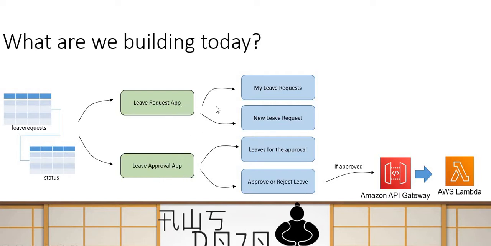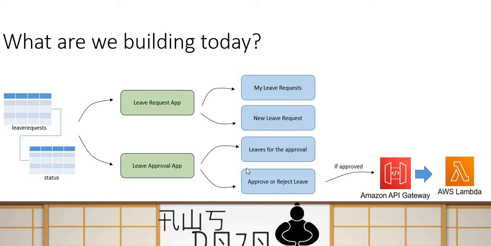And then the request app will have 2 screens, one where I can see my leave requests, and another where I can create a new leave request. And then we have the approval app where I can see the leaves which I need to approve. So this is probably for the employee, this is for the manager. So the manager can see the leaves for approval, and then he can either approve or reject the leave.